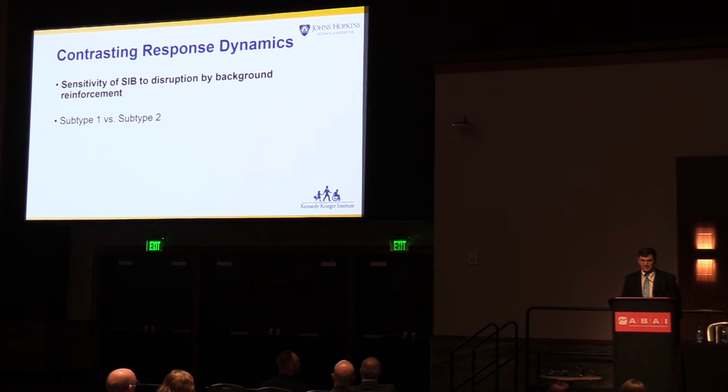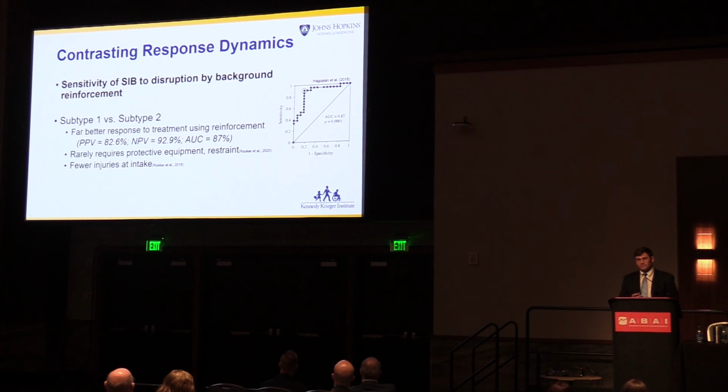These subtype-specific differences matter for a couple different reasons, and perhaps most importantly, you get different treatment outcomes for subtype 1 and subtype 2 SIB. Subtype 1 SIB is far easier to treat and get clinically significant reductions in with reinforcement-based procedures relative to subtype 2 SIB. There are also interesting individual differences. Individuals who engage in subtype 1 SIB tend to require less restrictive procedures. They require less protective equipment, fewer instances of applications of mechanical restraint. They also present with fewer injuries and less severe injuries at the time of intake relative to individuals with subtype 2 SIB. So this kind of begs the question, what's going on?